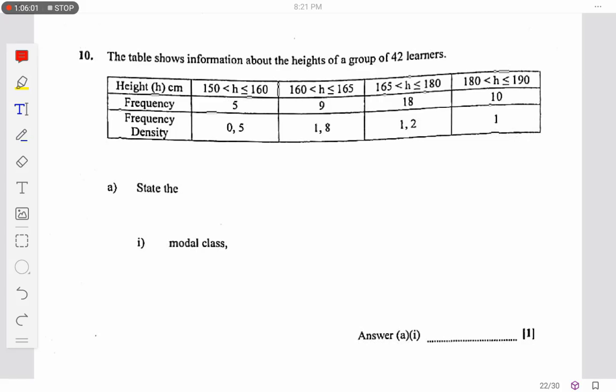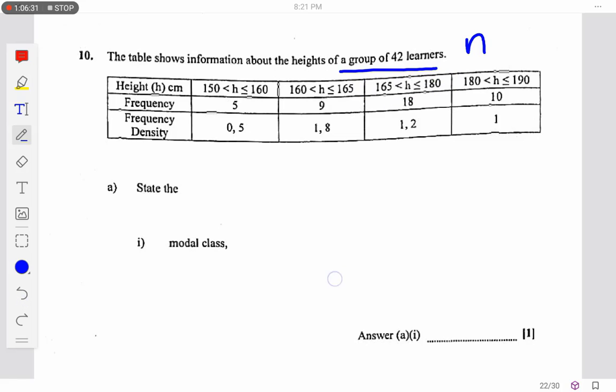We are now looking at this question. The table shows the heights of 42 learners. This is very important, that's our n there. Then we are given that information. The first question is saying, state the modal class. The modal class is the one that has more students, so the class you find is this one.